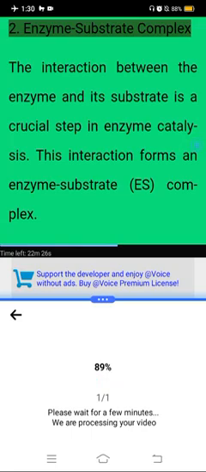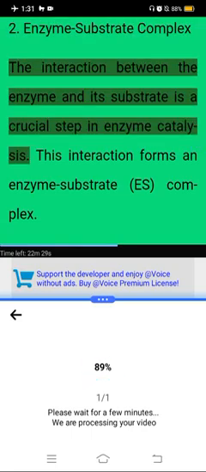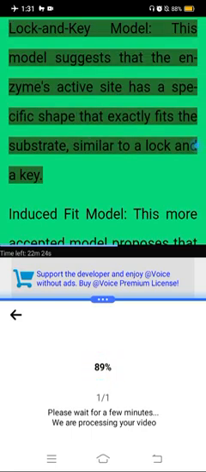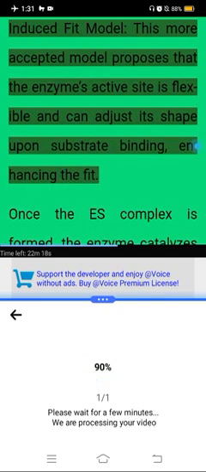2. Enzyme-substrate complex. The interaction between the enzyme and its substrate is a crucial step in enzyme catalysis. This interaction forms an enzyme-substrate (ES) complex. Lock and key model. This model suggests that the enzyme's active site has a specific shape that exactly fits the substrate, similar to a lock and a key. Induced fit model. This more accepted model proposes that the enzyme's active site is flexible and can adjust its shape upon substrate binding, enhancing the fit.